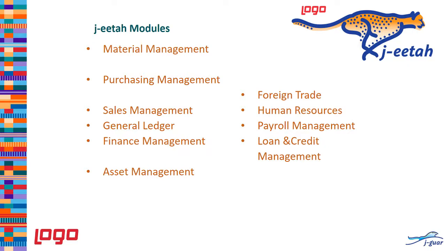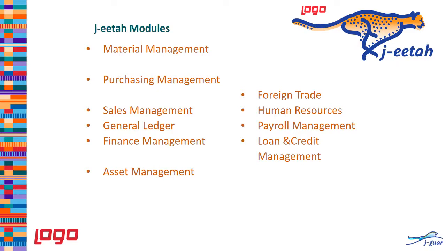So Jita is the first solution, and as you can see, the modules are material management, purchasing management, sales management, general ledger, finance management, asset management, foreign trade, and human resources, payroll, loan and credit management, which is embedded within the application. Now, this is the core of the system. We cannot do any work without any of these modules. It will not be integrated as one system.